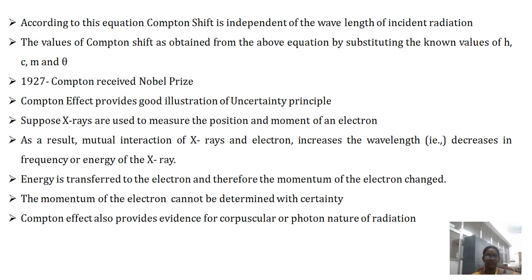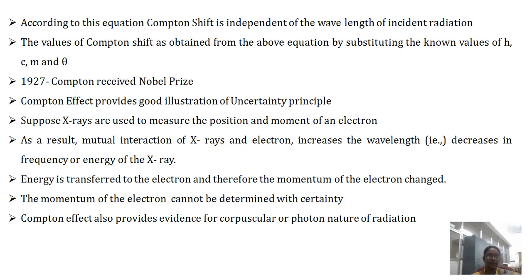According to this equation, the Compton shift is independent of the wavelength of incident radiation, and the value of Compton shift is obtained from the above equation by substituting the known values of Planck's constant, velocity, mass, and theta, that is the angle between the incident and the scattered X-ray. For this discovery in 1927, Compton received the Nobel Prize.